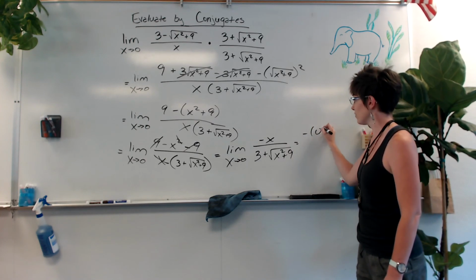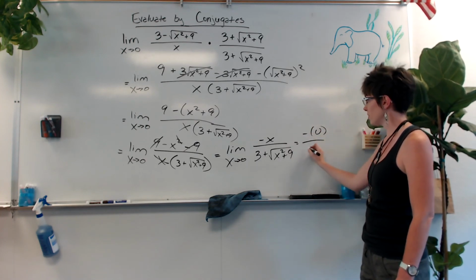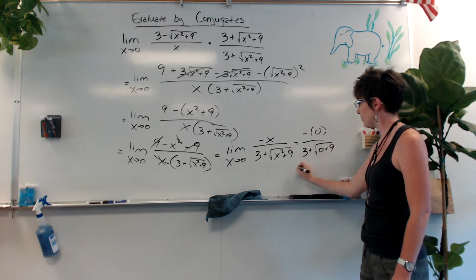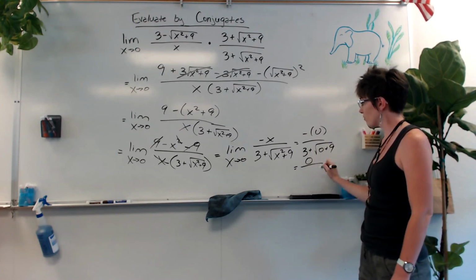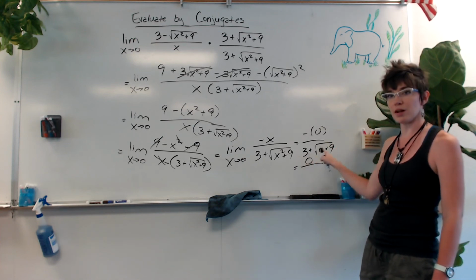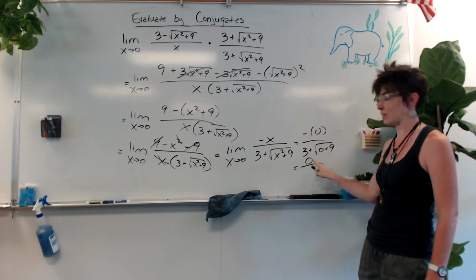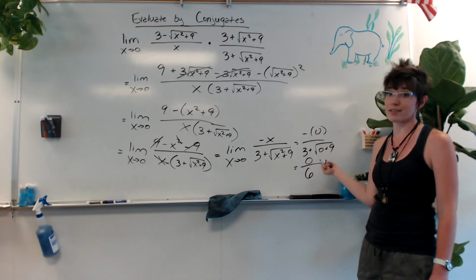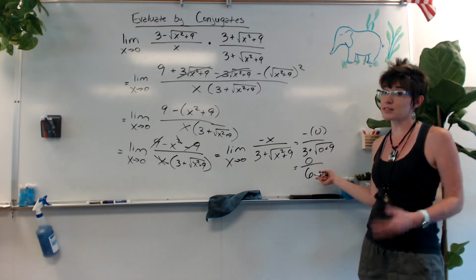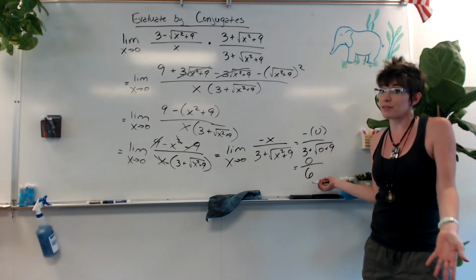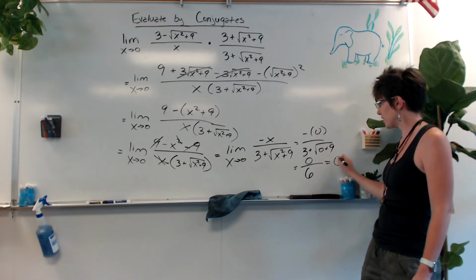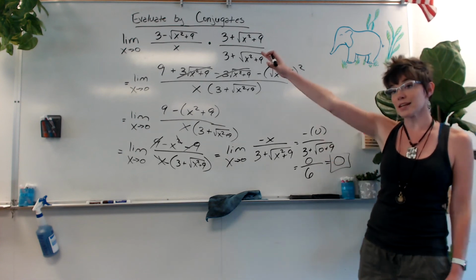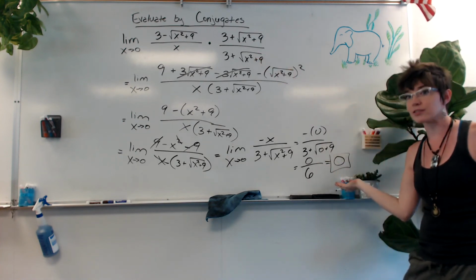It's going to be negative of the 0 all over 3 plus square root of 0 plus 9. And I get 0 over, this becomes really 3 plus 3. Square root of 9 is 3, so 3 plus 3 is just 6. And it's okay to divide 0 by a number. Not 0 by 0, but 0 by any other number is just 0. And so I found that the limit of this function as x approaches 0 is just 0.